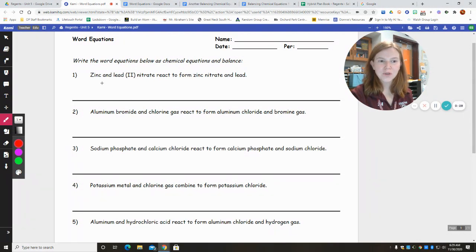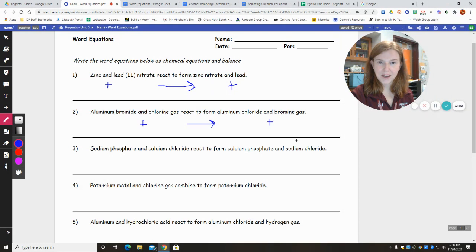So the first thing that you have to do is translate the words into actual chemical formulas. So when you see the word and, that's going to be your clue that you have a plus sign. So zinc and lead 2 nitrate react to form, that's where our arrow is going to go, zinc nitrate and lead. So when you see the word and, it's a plus sign. The words react to form, or combine to form, or create, or produce, however they phrase it, that's where you put your arrow.